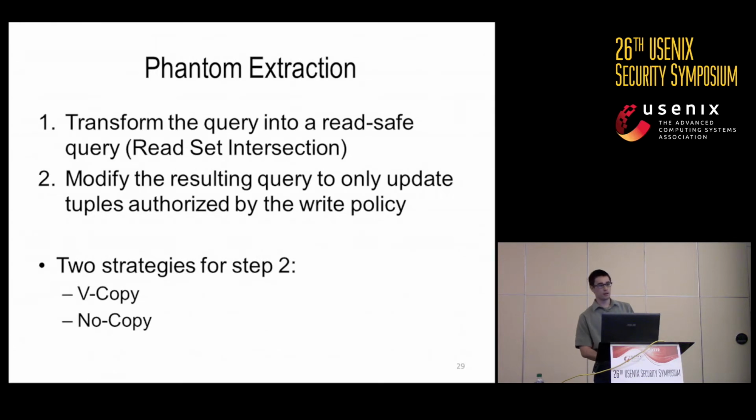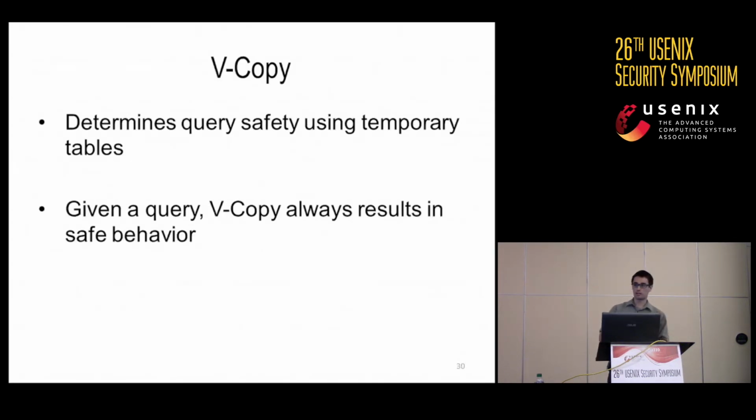Now vcopy, which stands for view copy, uses what are called temporary tables within the database in order to ensure the safety of a query. The reason we use these temporary tables is to make sure that none of the changes to the database are made permanent until we've verified the safety. Once we have verified the safety, we can then copy those changes into the original table. And vcopy will always result in safe behavior by our definition.